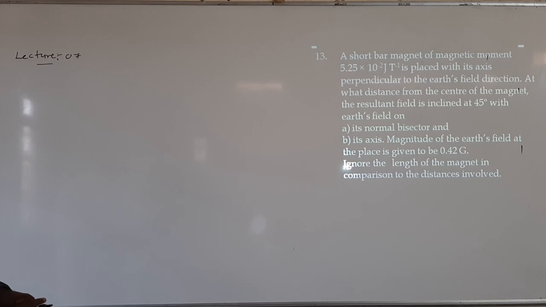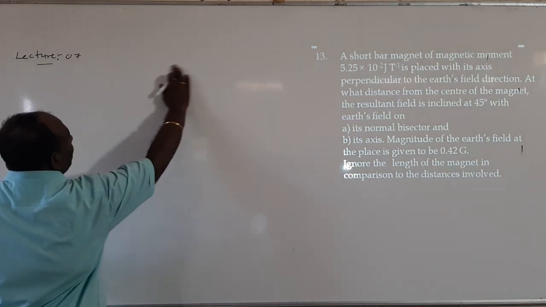The short bar magnet of magnetic moment 5.25 into 10 power minus 2 joule Tesla inverse is placed with its axis perpendicular to the earth's magnetic field. At what distance from the center of the magnet is the resultant magnetic field inclined at 45 degrees with the earth's magnetic field, first on its normal bisector and then on its axis? The magnitude of the earth's magnetic field at that point is 0.42 Gauss. Ignore the length of the bar magnet. Sir, they gave the condition. I will explain the question like this.